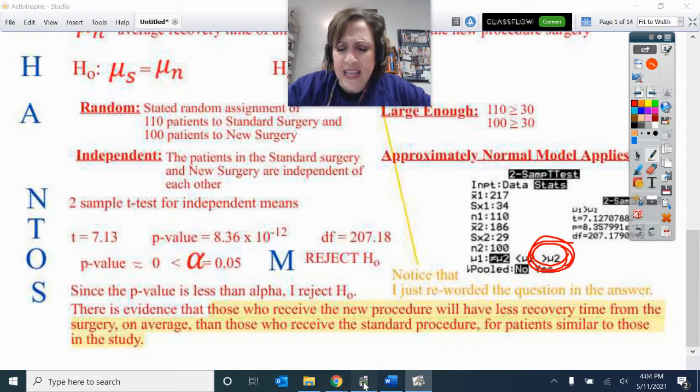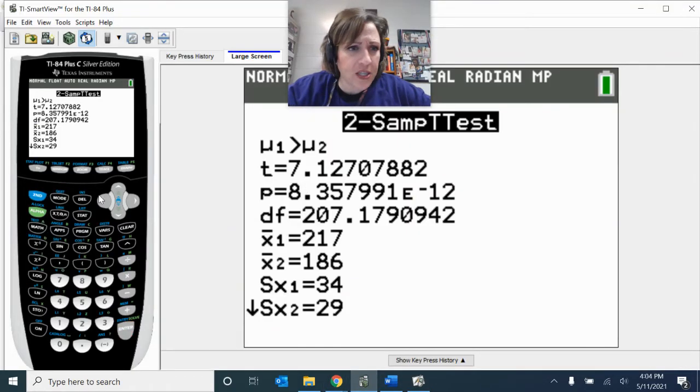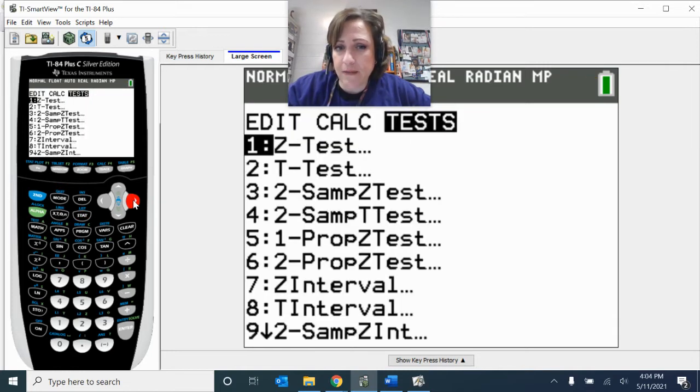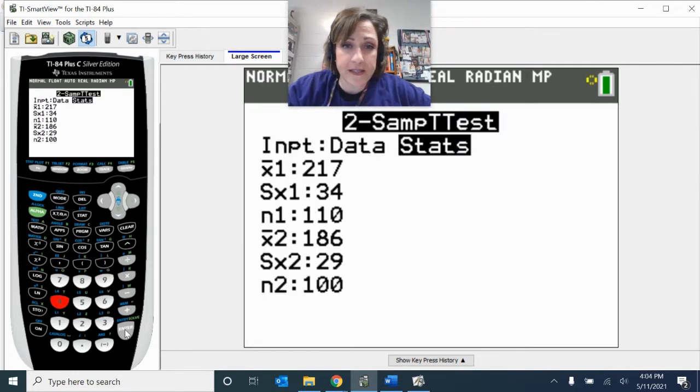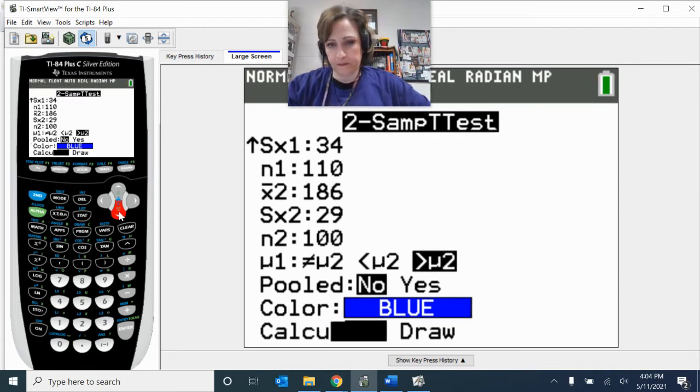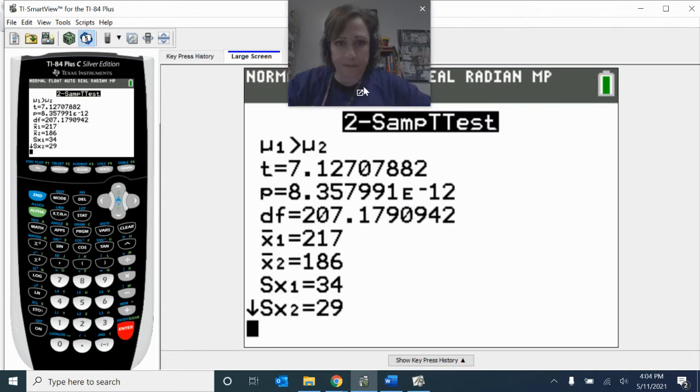Now, let me see if I had this information in. I just wanted to double check. I think this is the same data. I just wanted to make sure I got my tail correct on that. So I'm going to go and run the two-sample t-test. And see here, I put my data in here. Yep, 217. The standard deviation was that, sample size, and so on. And yes, this was a greater than. Okay, good. So when I did compute that, I did get that greater than.